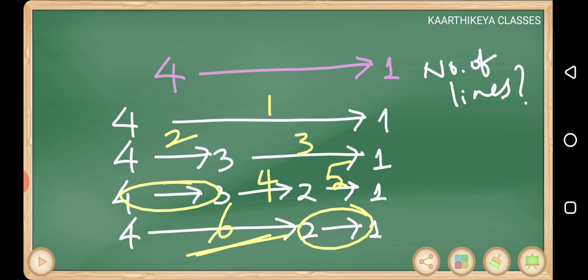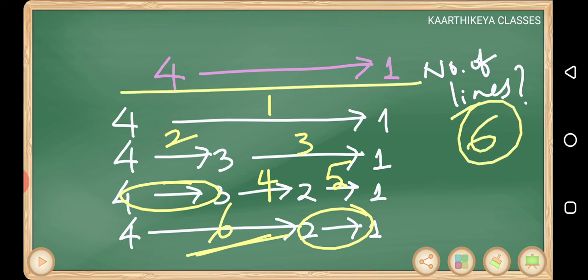But every time you can't write like this, na? If they are asking from 7 to 1 or 6 to 1, you can't write like this. So here the number of lines is 6. You remember, 4 to 1, the number of lines is 6. I will explain it with one simple shortcut.